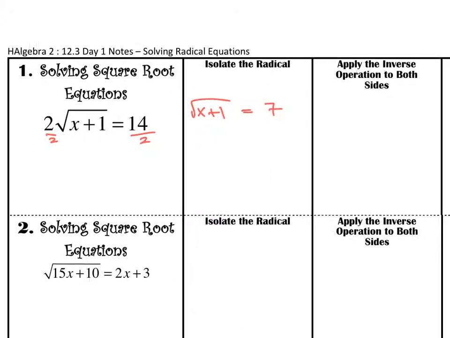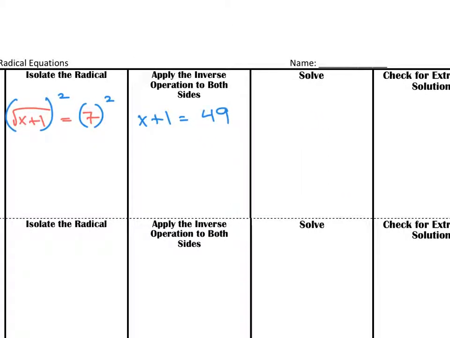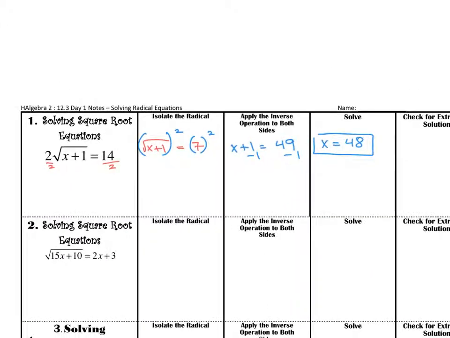Now then, I need to apply the inverse operation to both sides. So to get rid of the square root, I square both sides. So that will give me x plus 1 equals 49. Now I need to isolate the x and solve for x by subtracting 1 from both sides, so x is equal to 48.